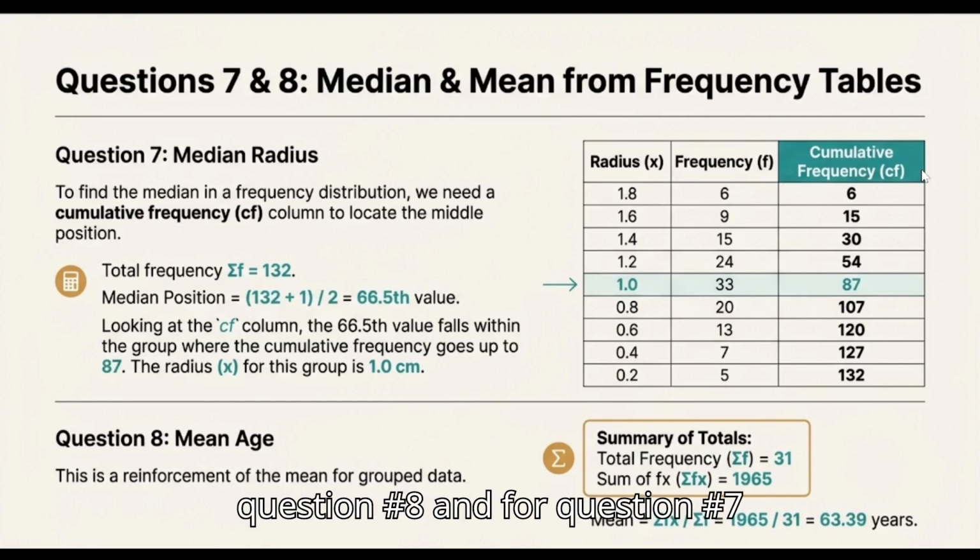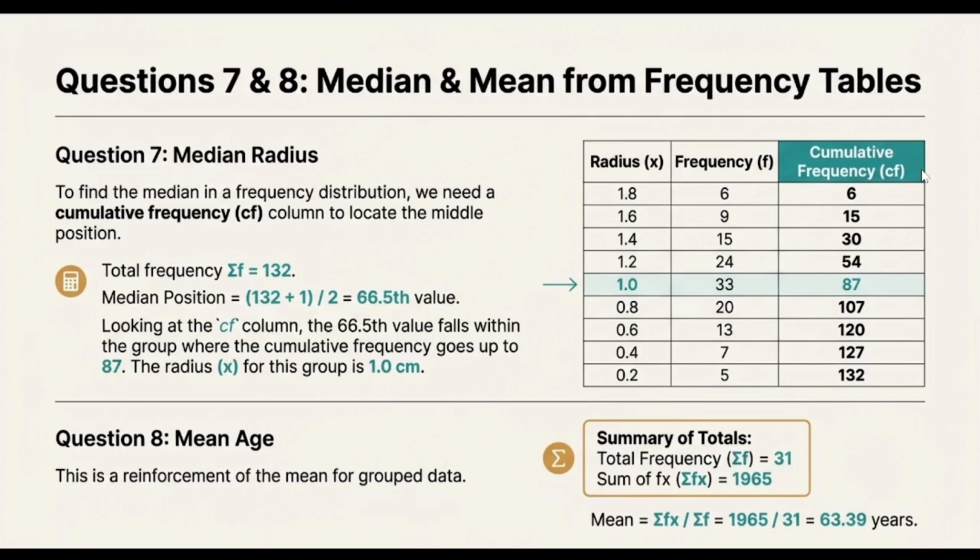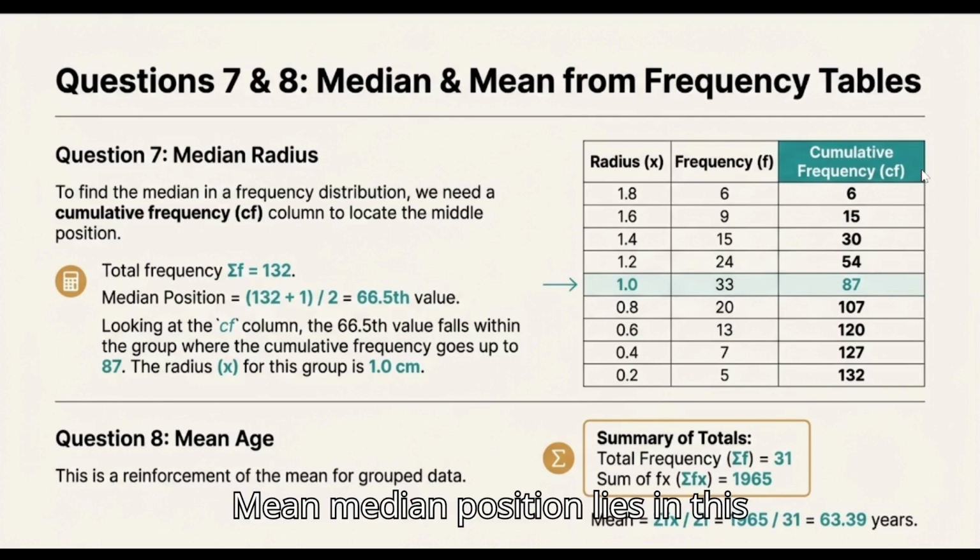And for question number 7, we know that our median position lies in this class interval where the cumulative frequency is 87 and the radius is 1.0.